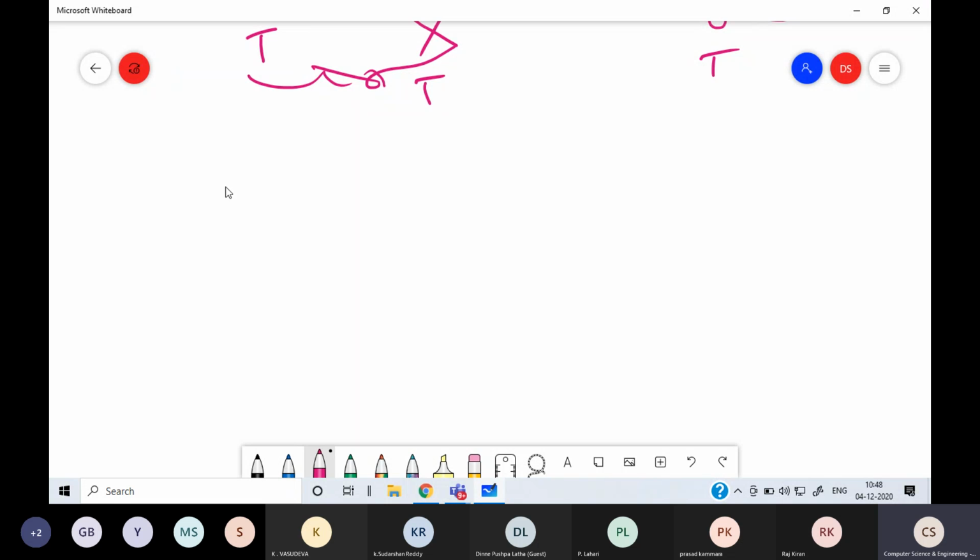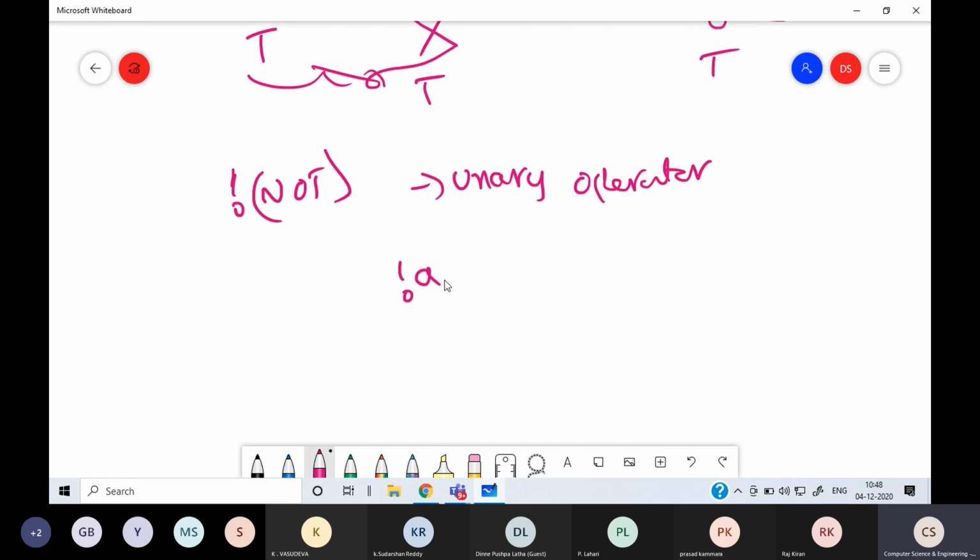And next, in logical operators, the next one is not operator. So this is not operation. The symbol is not, and it is a unary operator. So we can apply it on a single expression or compound expression, but it is actually kept before it, prefixing the operand or expression. So suppose I can write not A.